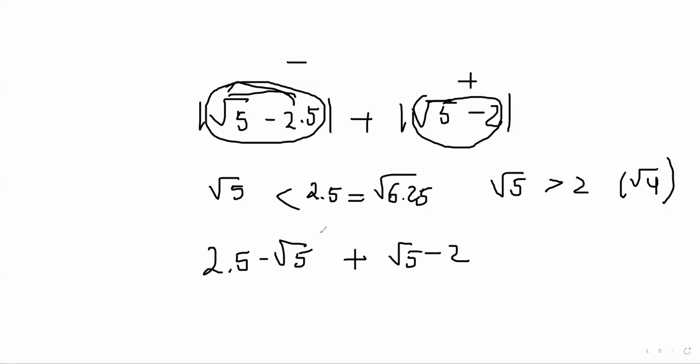So you can see they cancel. It's minus under root 5 and positive under root 5. So we have 2.5 minus 2, which makes the answer 0.5. So obviously, it is going to be enough for today about the absolute values.